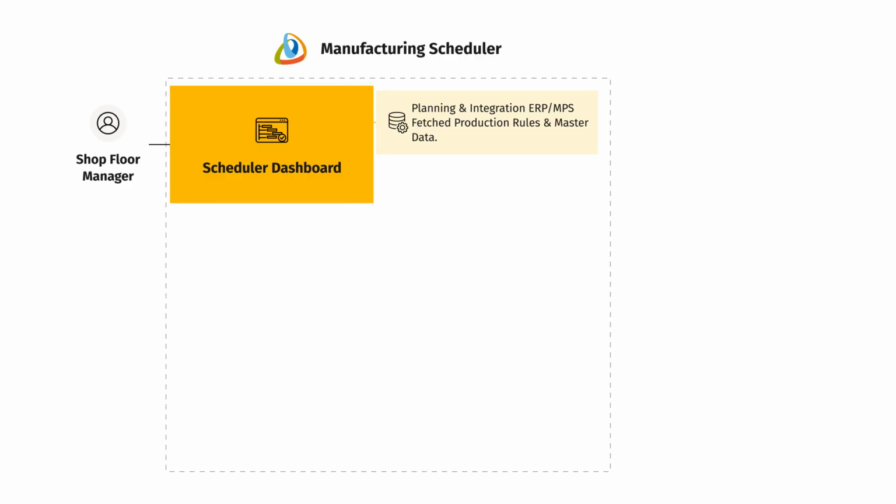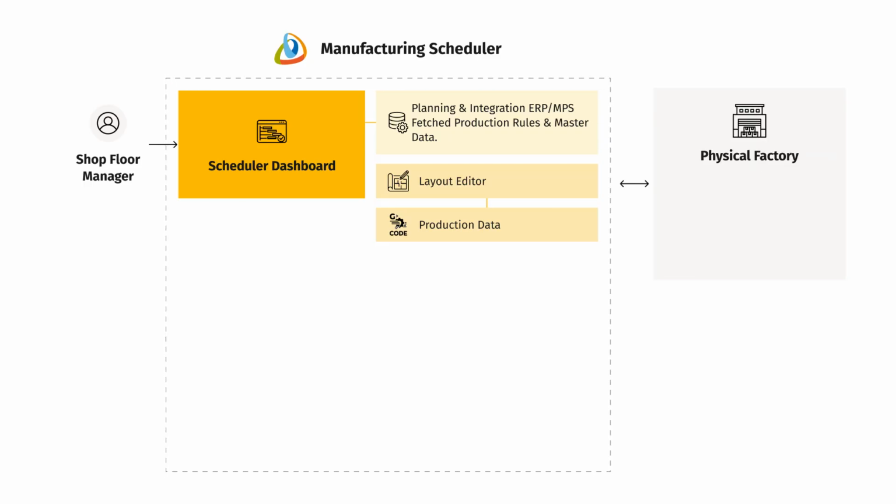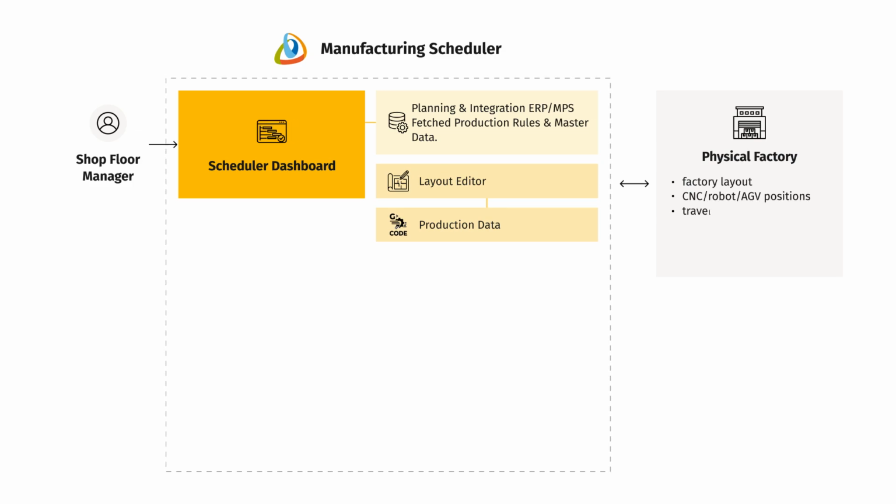At the center of this workflow is the scheduler dashboard. Here, planners can view jobs, constraints, layouts, and scenarios, and initiate optimization runs with a single click. The system reads production data such as G-code and CAD files to analyze machining operations, tool paths, program lengths, and machine capabilities.